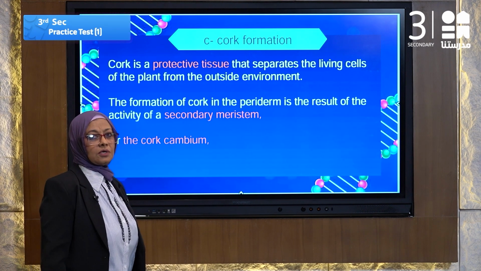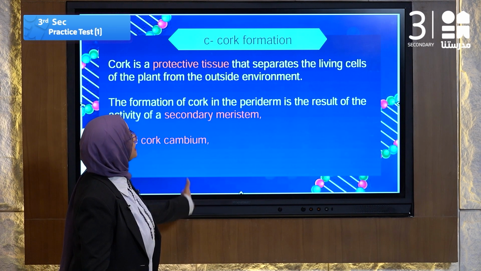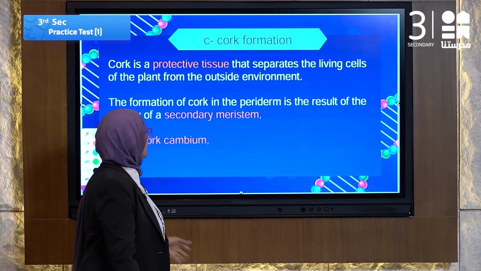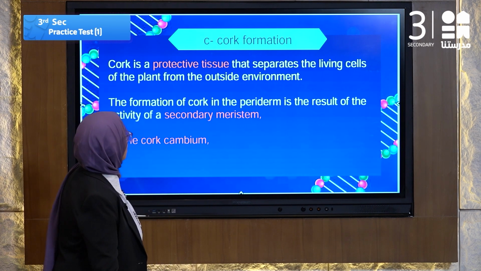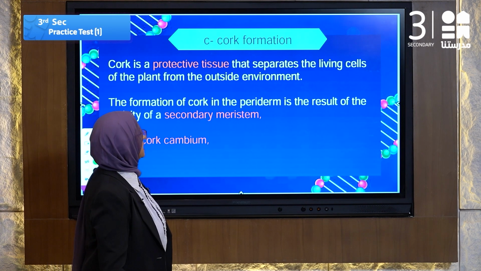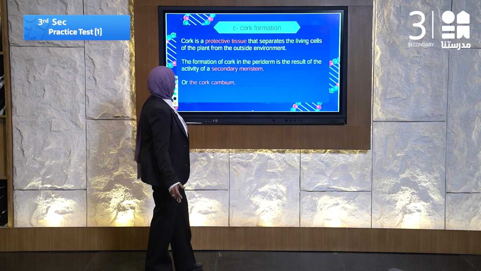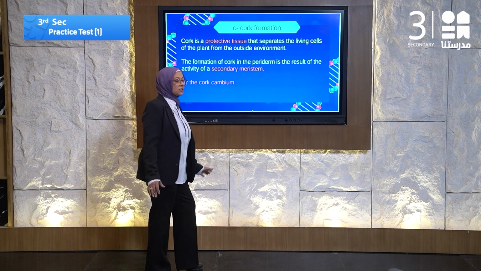The third choice is cork formation. What is cork? Cork is a protective tissue. It separates the living tissue of the plant from the outside environment. The formation of cork epidermis is the result of the activity of the secondary meristem, or cork cambium. So cork is not the choice.